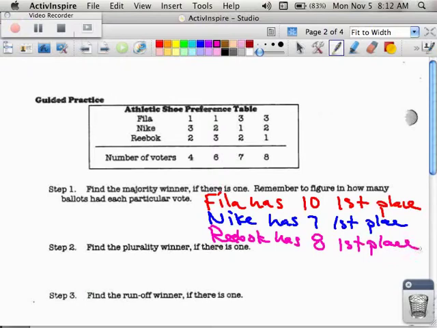Remember that in a majority you have to have at least half. There are 25 voters that are voting. So in order to have the majority, you would have to have 13. What that means is there is no majority winner.